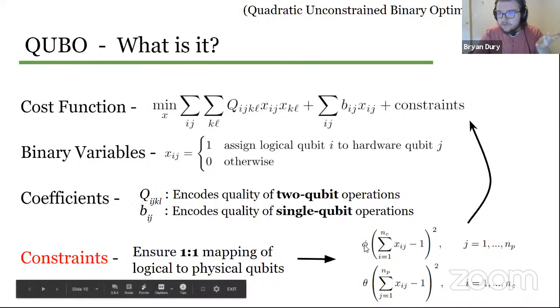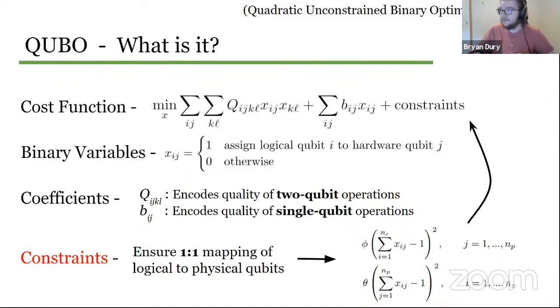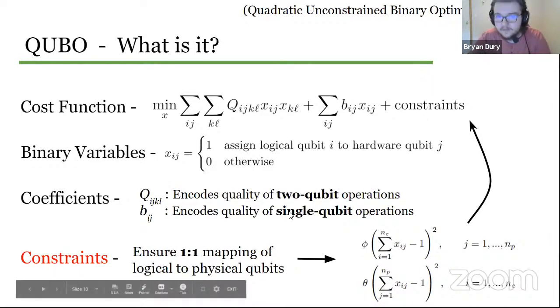In general, the value that you give these coefficients sets the penalty that those bad allocations will incur. And in general, you can just set them to large arbitrary values. If you have any more questions on that front, just shoot me one at the end of the talk.